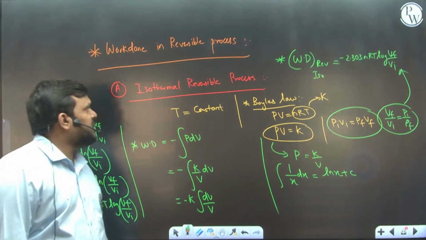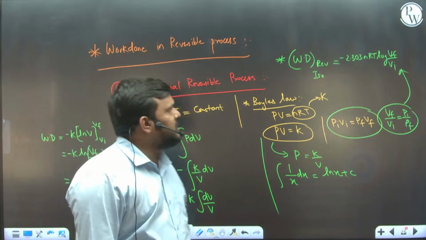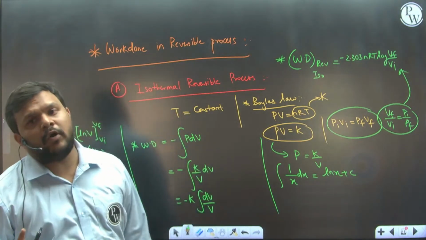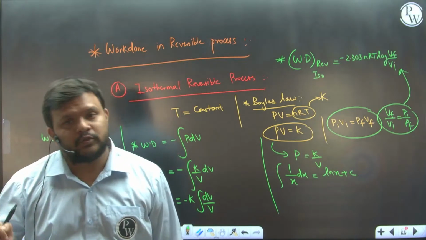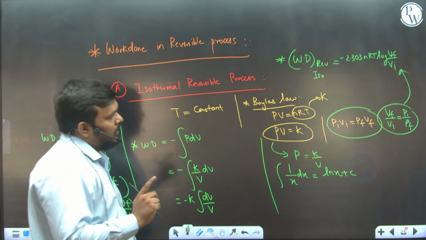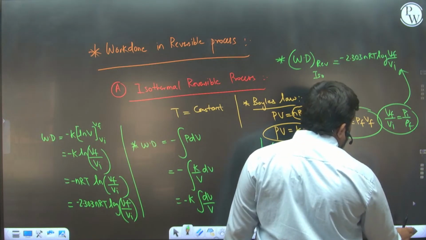Okay, so this is the isothermal process. Work done will be minus 2.303 nRT log of V final upon V initial. This is for reversible isothermal process. Okay, remember. So let us see what type of question they are asking.